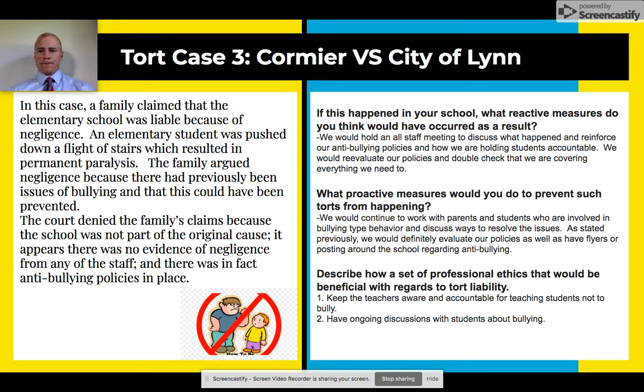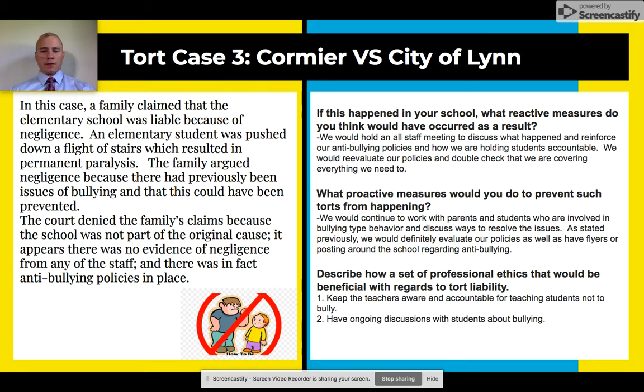So, if this happened at my school, we would have an all-staff meeting. We would make sure we talk about and cover all of our anti-bullying policies, how we're holding students accountable, and ways to be proactive about that. Proactively, we would continue to work with parents and students who are involved in bullying behaviors and ways to resolve that. Again, we would reevaluate our policies and put up flyers and such things throughout the school and make sure that we're all very aware of that.